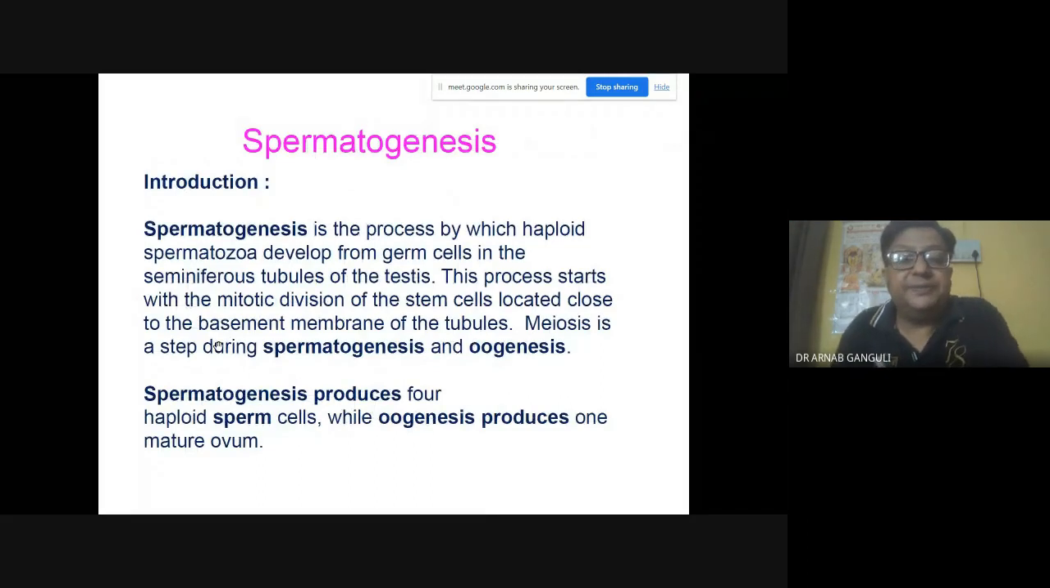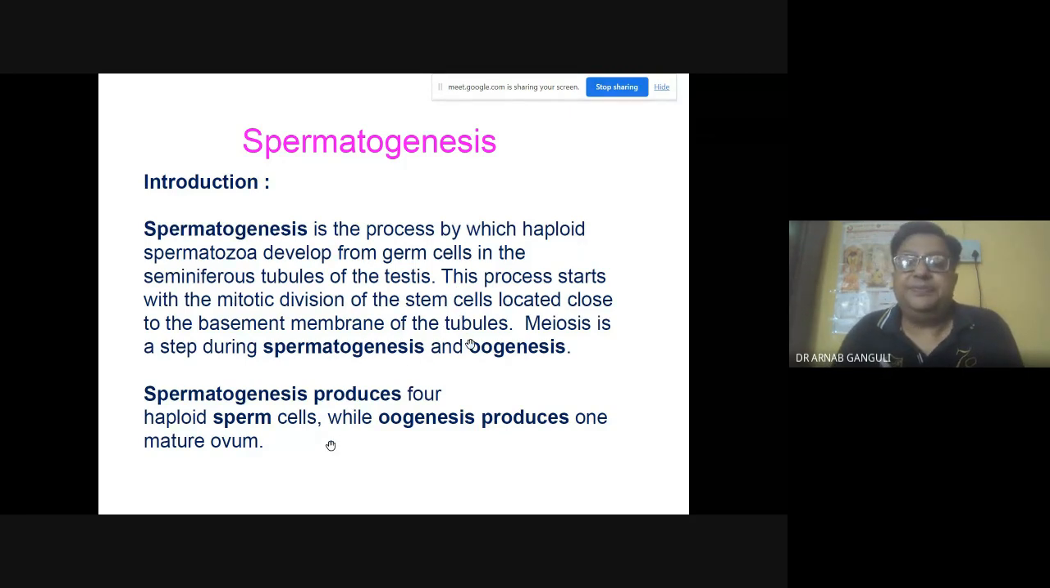From which matures and forms the sperm mother cells, and from where spermatogenesis takes place, and you have a spermatozoa or sperm being formed. And there is a process of meiosis or reductional division which takes place here. In spermatogenesis, you have four haploid sperm cells present, while in oogenesis, one mature ovum is present. But the other three, which are supposed to be formed, go out as polar bodies. They don't form eggs.